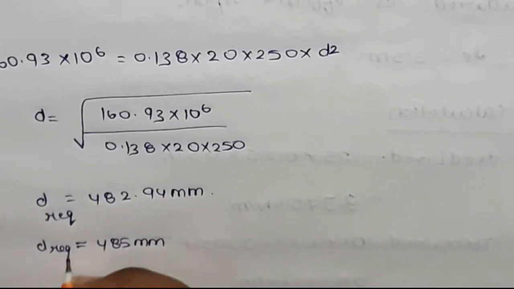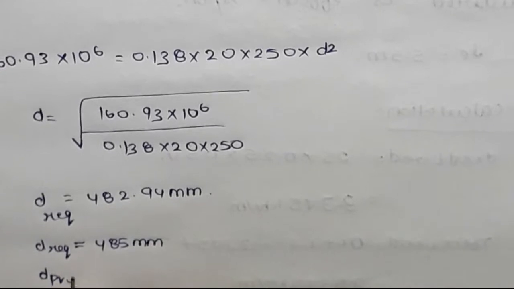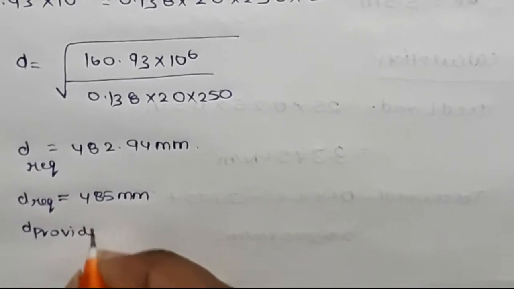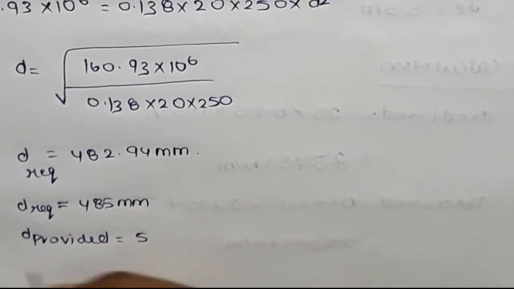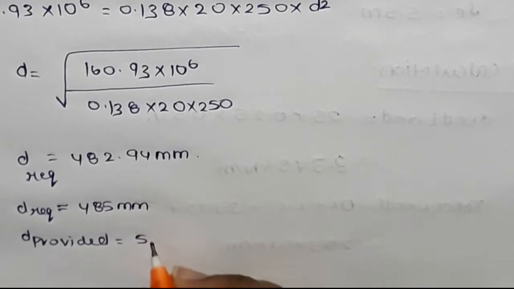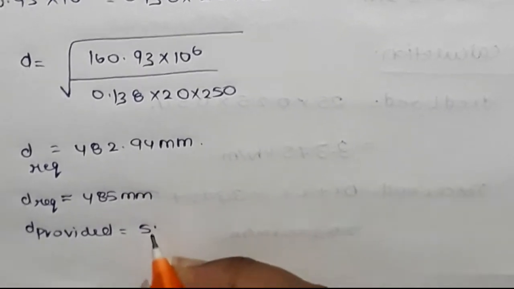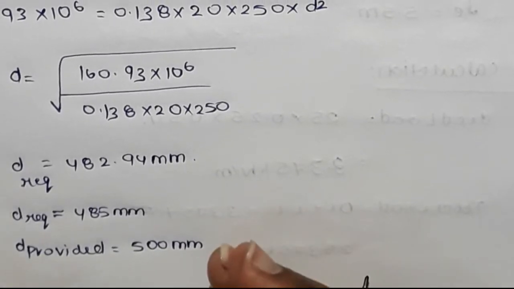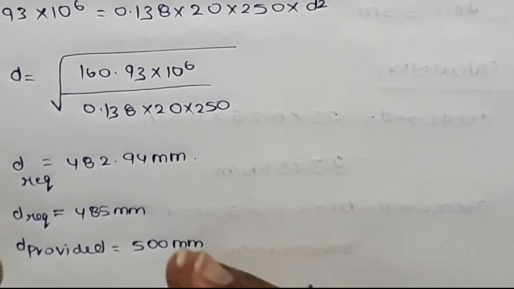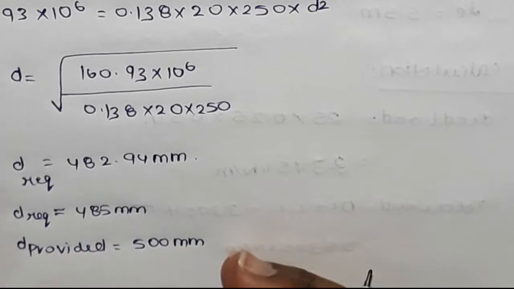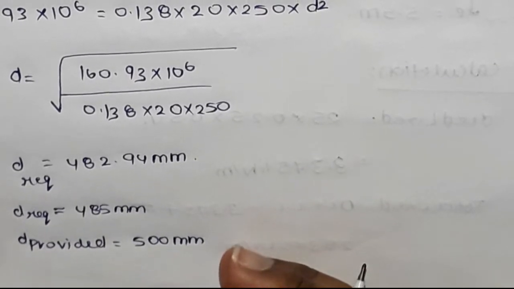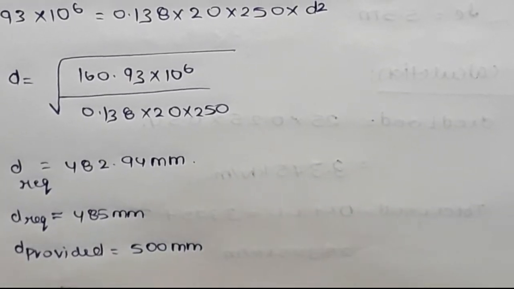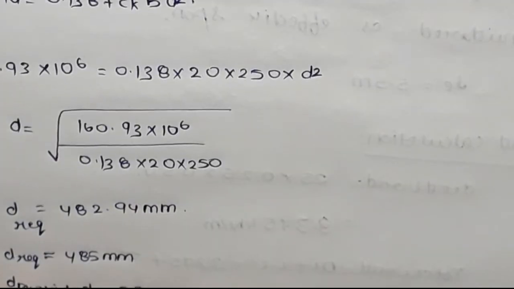The depth I provided is 500 mm. So the required depth value is less than the provided depth, so the section is going to be the safest one. Now I can design the section by providing Ast.